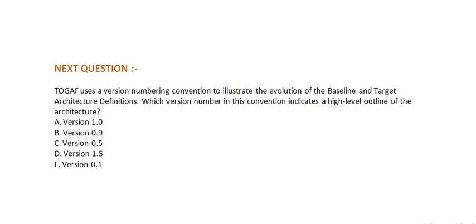TOGAF uses a version numbering convention to illustrate the evolution of the baseline and target architecture definitions. Which version number in this convention indicates a high-level outline of the architecture? Option A, version 1.0. Option B, version 0.9. Option C, version 0.5. Option D, version 1.5. And option E, version 0.1. The correct answer is option E.